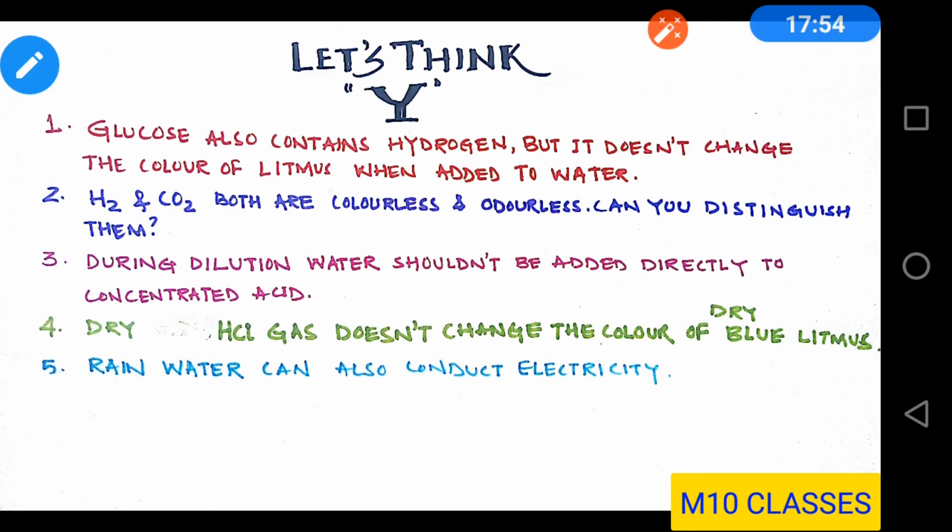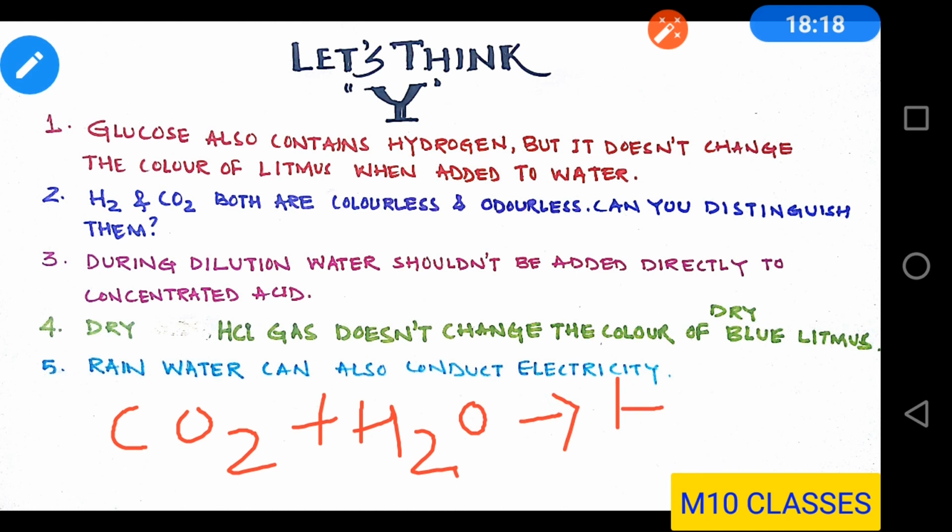Now why is it going to happen? Your atmosphere contains different types of gases. I will take the example of one only. Suppose your atmosphere contains carbon dioxide gas. Now this carbon dioxide gas, when it comes in contact with water, will form an acid, that is H2CO3, that is carbonic acid. And you know, acids conduct electricity, and that is why rainwater can conduct electricity.